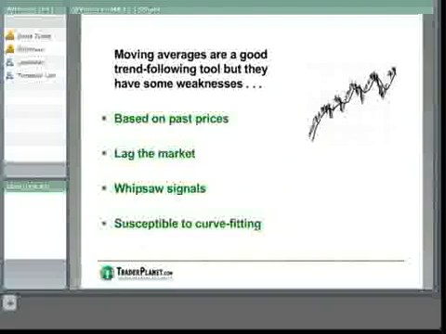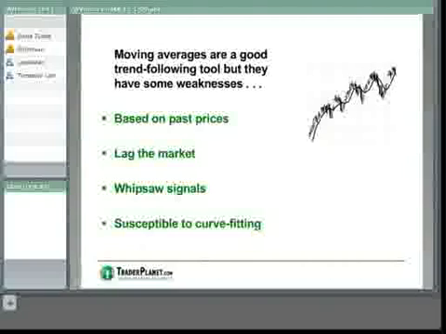Secondly, moving averages tend to lag the market. They're a lagging indicator. They tend to provide whipsaw signals. You go above the line and then be long, and then suddenly you're out because you have to go short because it's below the line. So you get whipsaw signals. And then to overcome that, sometimes with moving averages, the temptation is to curve fit, to try to get them to look like you want them to look so you can make more money. Doesn't work.